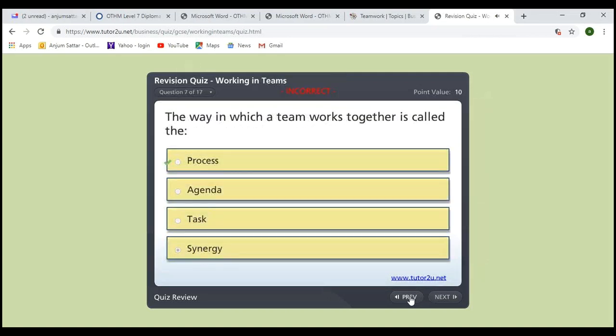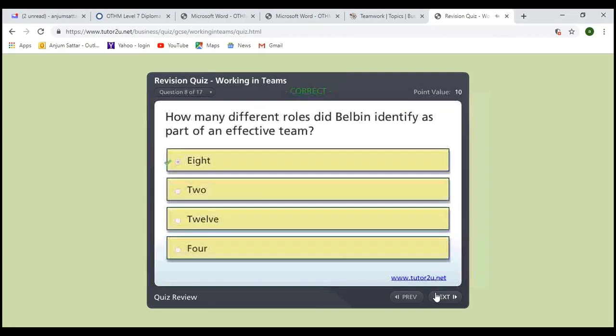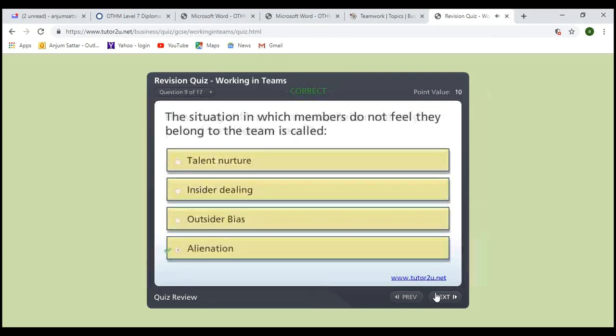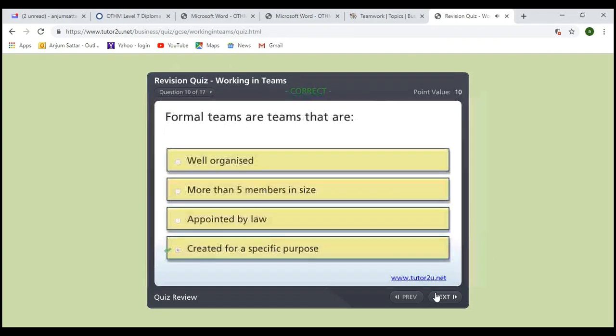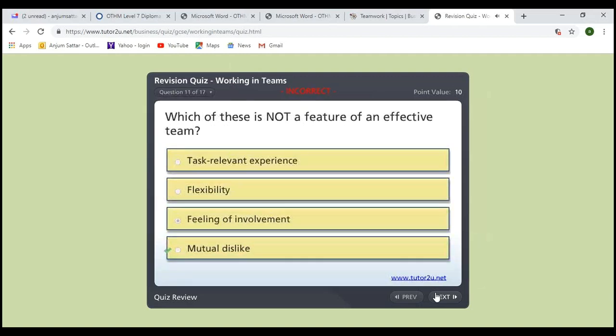Okay, sorry, I missed one. The way in which the team works together is called process. Yes, because the process is doing something, yes, run it. Synergy is coming together. Yes, it's quite the word there. Well done. Well mentioned.